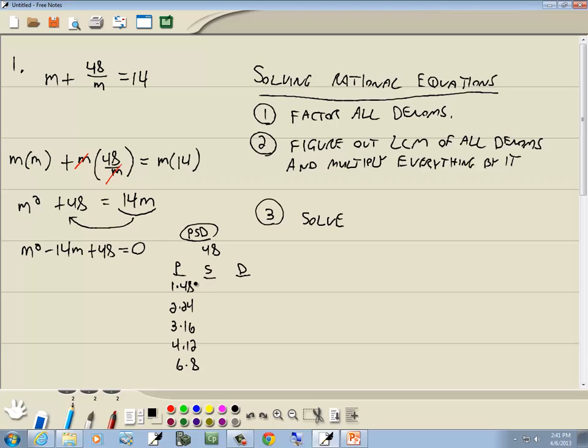In the S column, we add these together. 1 plus 48 is 49, 2 plus 24 is 26, 3 plus 16 is 19, 4 plus 12 is 16, 6 plus 8 is 14. Difference column, we subtract smaller from larger. 48 minus 1 is 47, 24 minus 2 is 22, 16 minus 3 is 13, 12 minus 4 is 8, and 8 minus 6 is 2. The number we're looking for is the number on the middle term, which is 14, which is right here, so we're going to use 6 and 8.